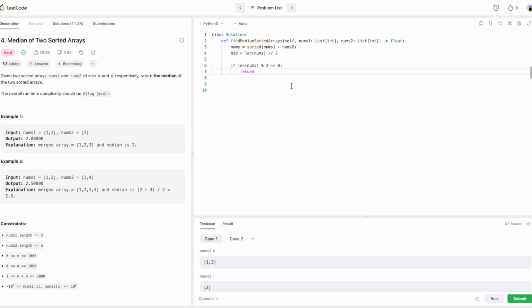So it's nums[mid] plus nums[mid minus 1]. It's mid minus 1 because in this case 4 floor divided by 2 equals 2, and then index 2 is, counting 0, 1, 2, which is 3. And then we have to add 2, which is index 1, right? So it would be nums[mid] plus nums[mid minus 1] divided by 2.